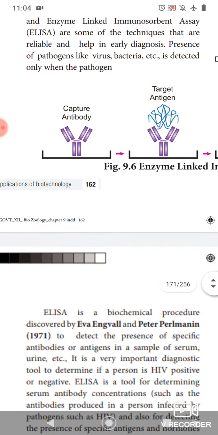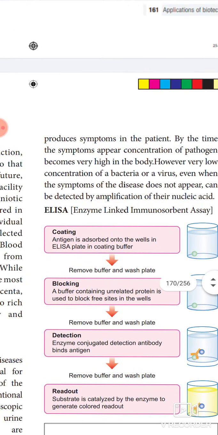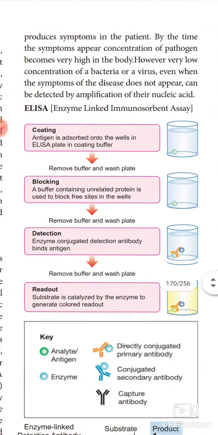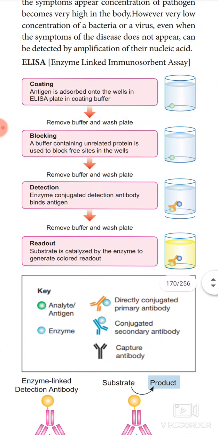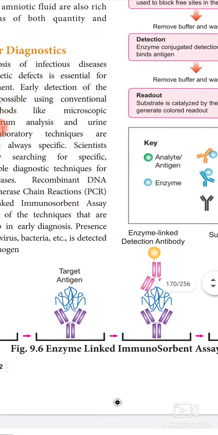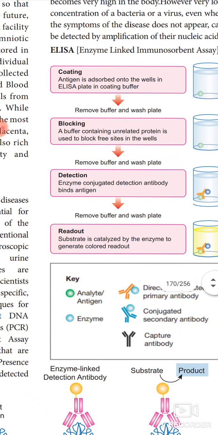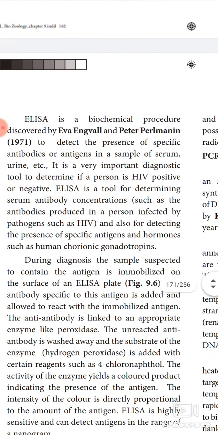Now we move on to the first type of molecular diagnostic, which is ELISA. I already told you ELISA means enzyme linked immunosorbent assay. I will explain this chart later, after the theoretical explanation. Then I will explain this flow chart. Okay, let's go to ELISA.